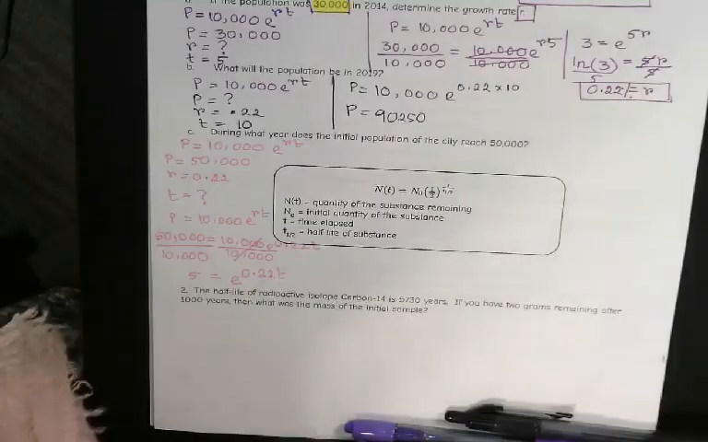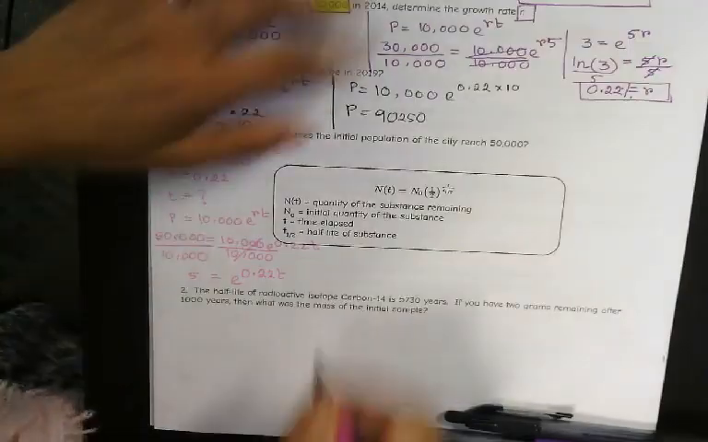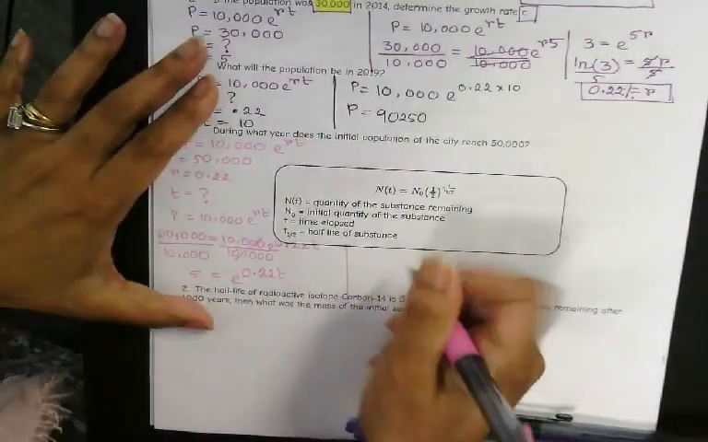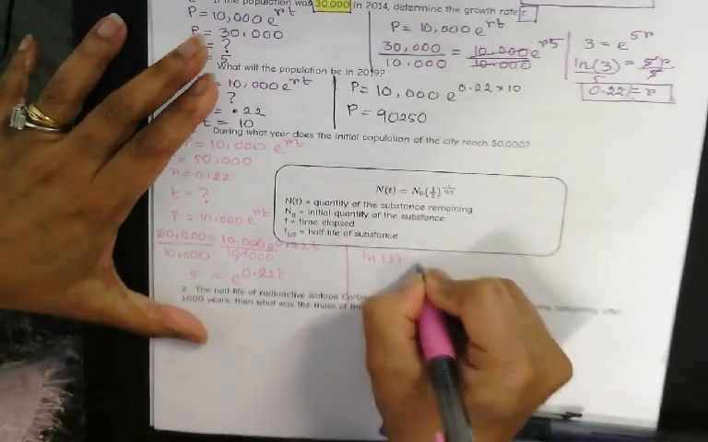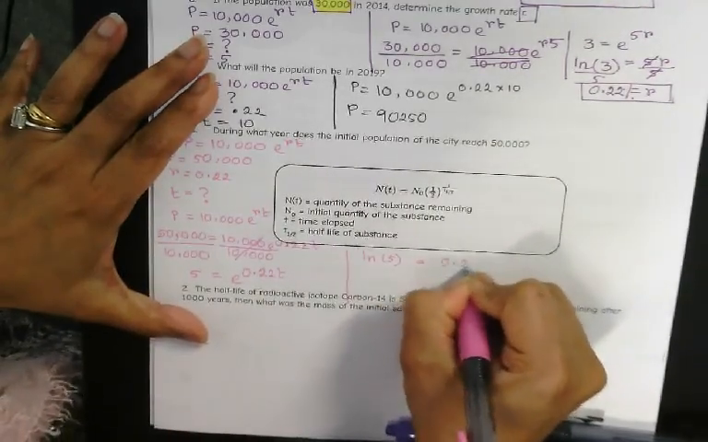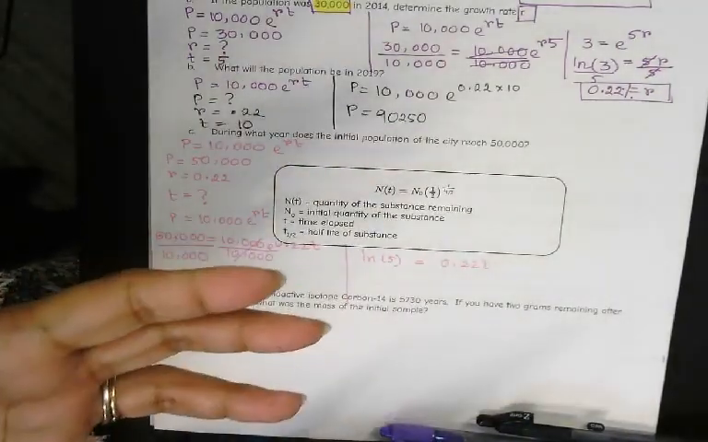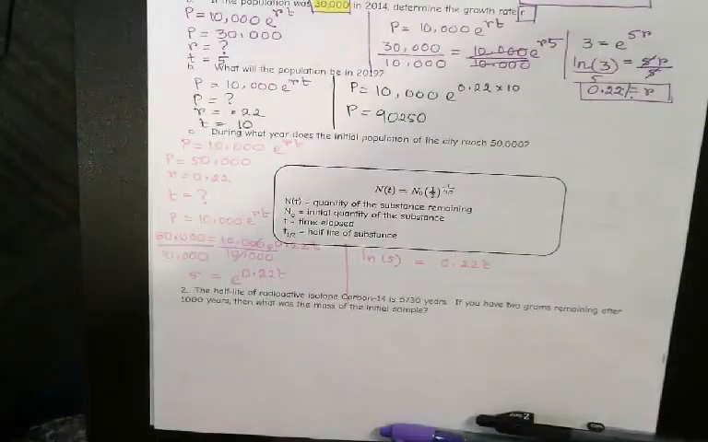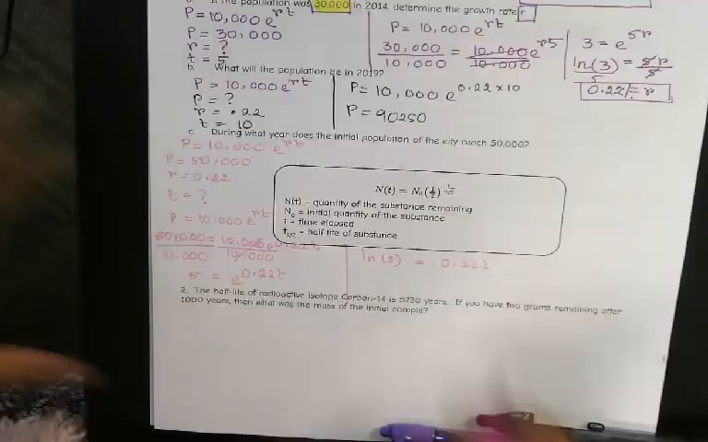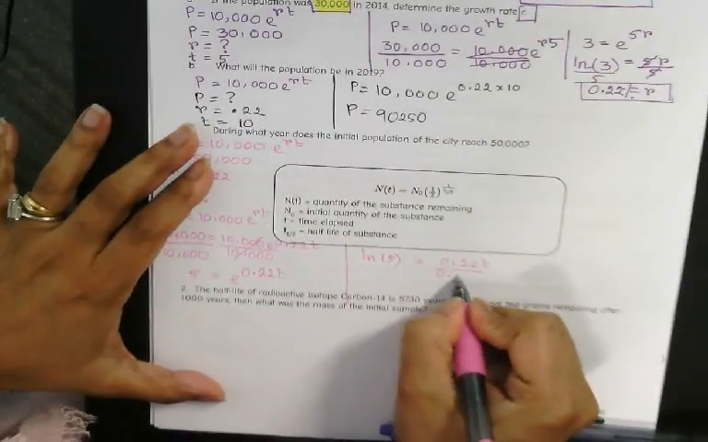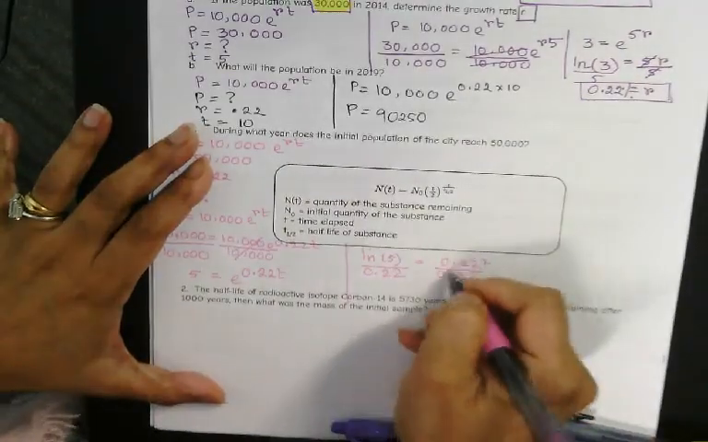Now tell me, what should I do to get rid of this e? All right, we're going to take ln. So it's going to be ln of 5 is equal to 0.22t. Everybody with me so far? Okay, great. Now what do we do? Divide by 0.22. Put it in the calculator by yourself. I showed it already one time. And then check it with mine.